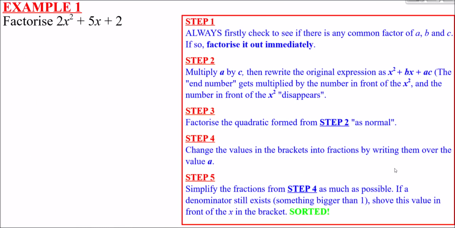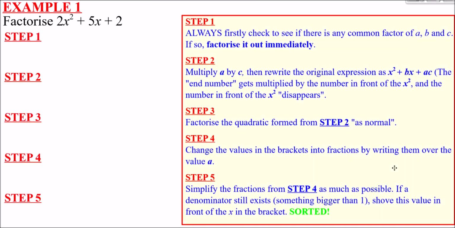Example 1, factorise 2x squared plus 5x plus 2. I'm going to get these steps up and ready just as a reminder for us. Here they are. So, step 1. Always firstly check to see if there's any common factor of a, b and c. Factorise it out immediately. 2, 5 and 2 have no common factors, so step 1, don't need to do anything there. Step 2, multiply that number by 2. So 2 multiplied by 2 is going to give us 4. So for step 2, I just need to write x squared plus 5x plus 4.